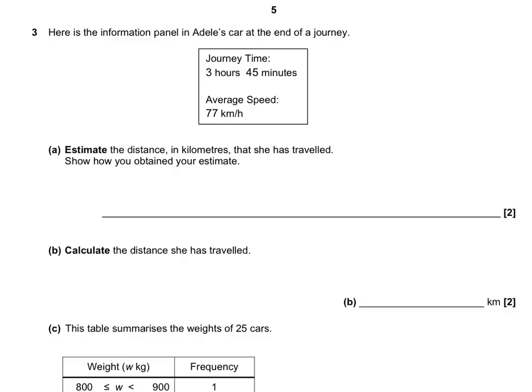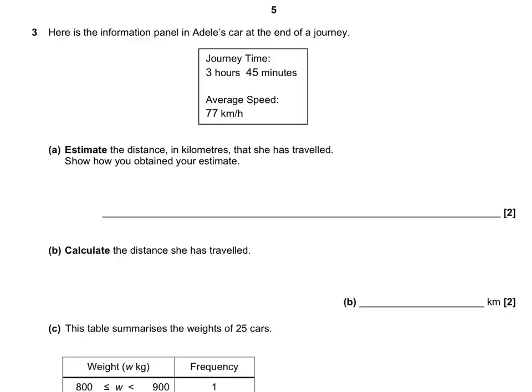Question 3. Here is the information panel in Adele's car at the end of a journey. Estimate the distance in kilometres that she has travelled. Show how you obtained your estimate. Okay, so there's no exact answer here because we're estimating.